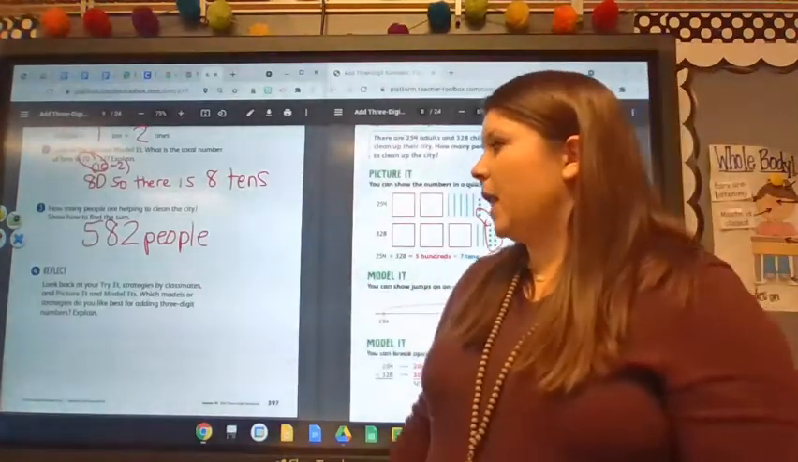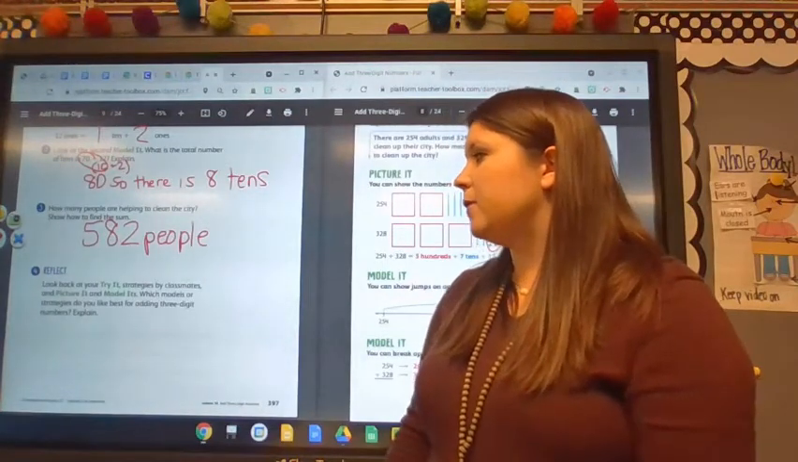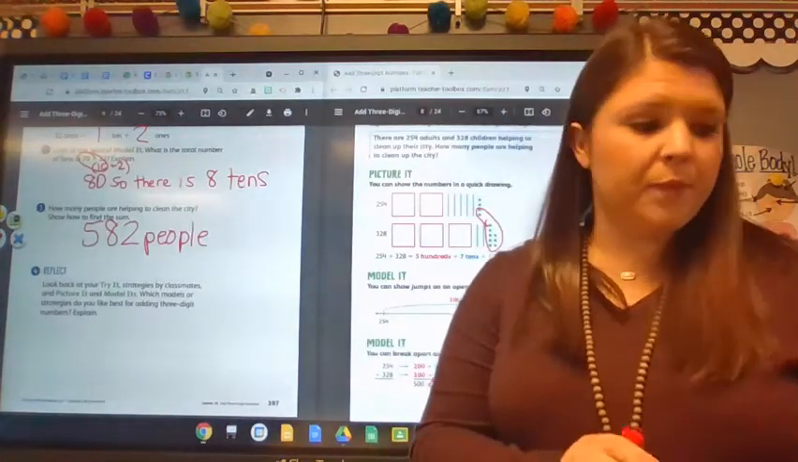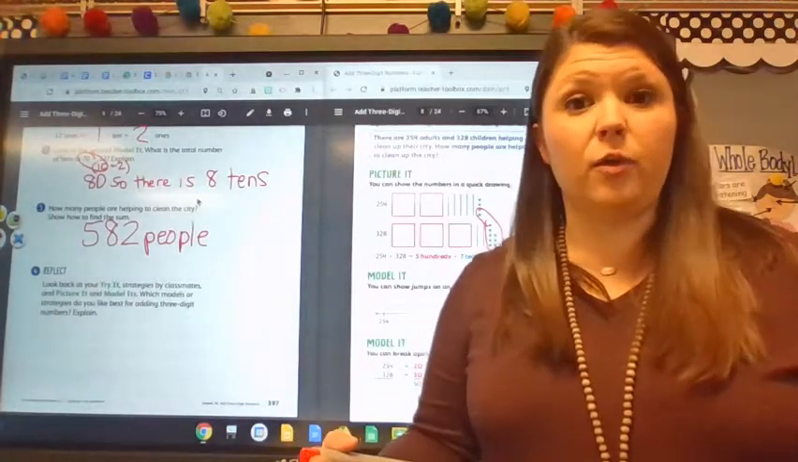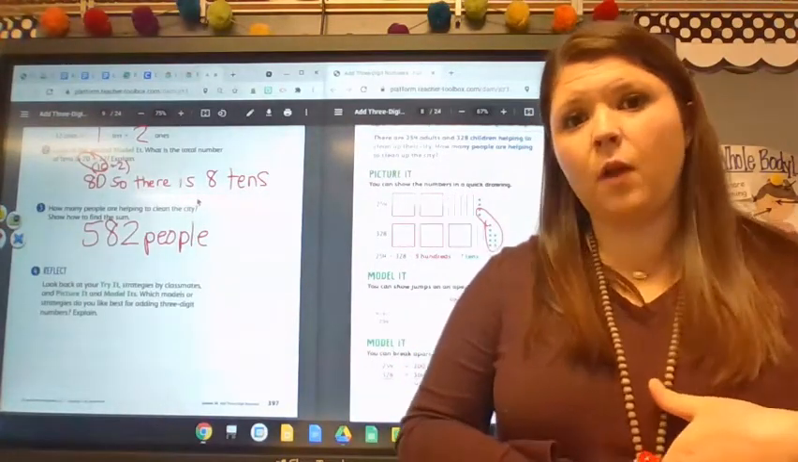Now we need to reflect. It says, which models or strategies do you like best for adding 3-digit numbers? So think about the models that you've seen. Think about the pictures that you've seen. Which one would you rather use and why, okay? Everybody's going to have a different opinion on that, and that's okay.